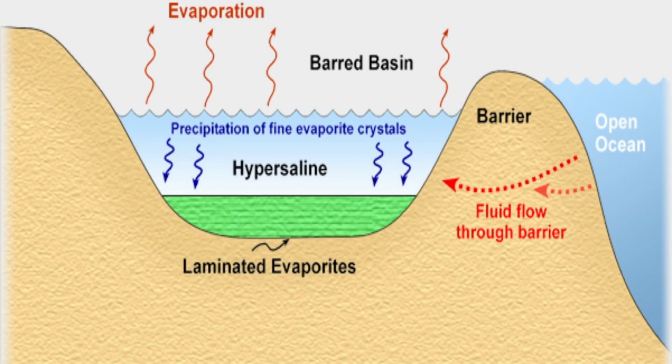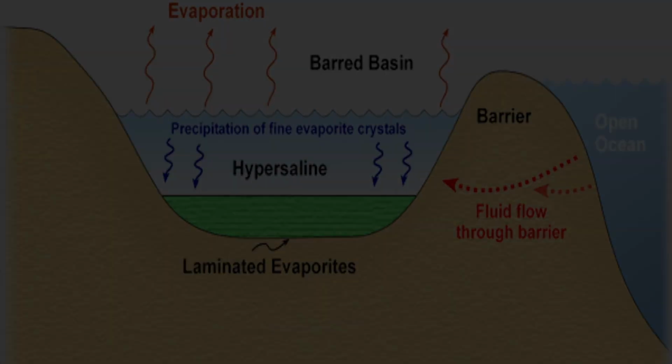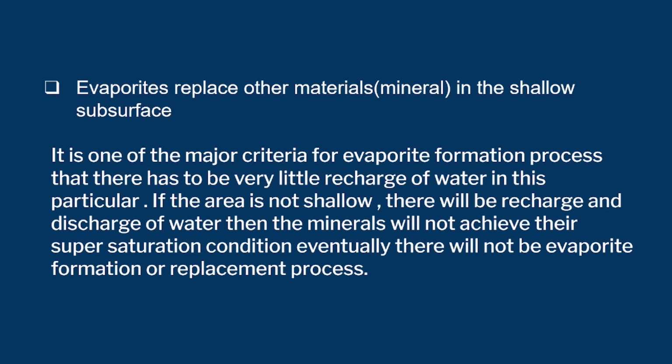This is a barred basin diagram. Rate of water loss through evaporation exceeds the input of water, which causes precipitation of fine evaporitic crystals. We have mentioned earlier that if the area is not shallow or lacks restricted water supply, then the minerals will not achieve their supersaturation condition. Eventually, there will not be evaporite formation or replacement process.